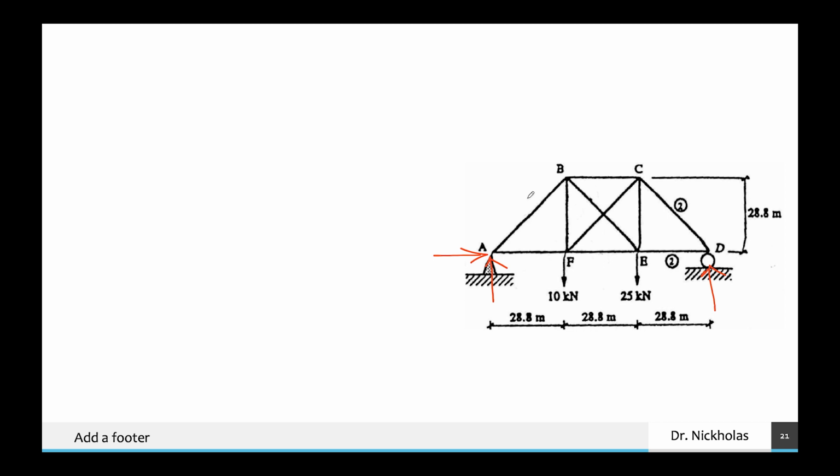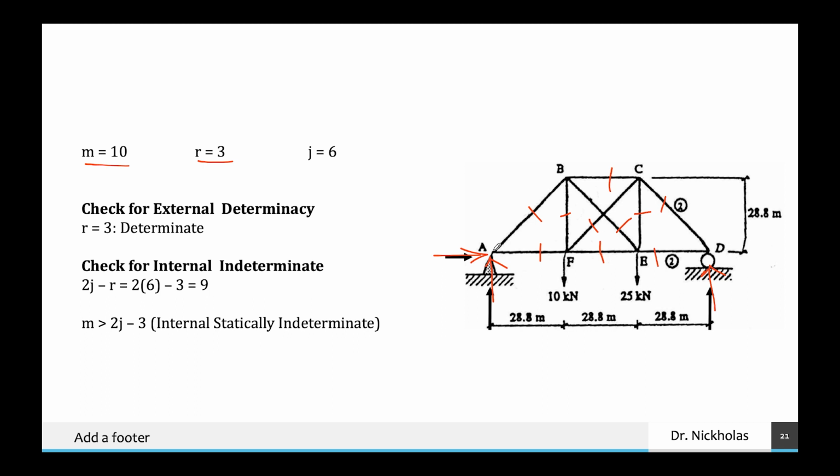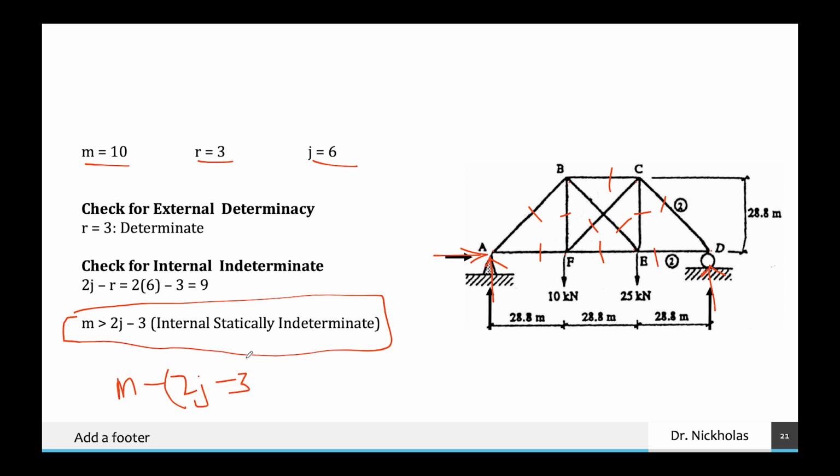By the way, we need to know how many members we have here. 1, 2, 3, 4, 5, 6, 7, 8, 9, 10. So we have members equal to 10, reactions equal to 3, and joints we have 1, 2, 3, 4, 5, 6. So it satisfies this condition: the total number of members is greater than 2j minus 3. How many degrees does it differ? So m minus (2j minus 3) will be equivalent to 1.